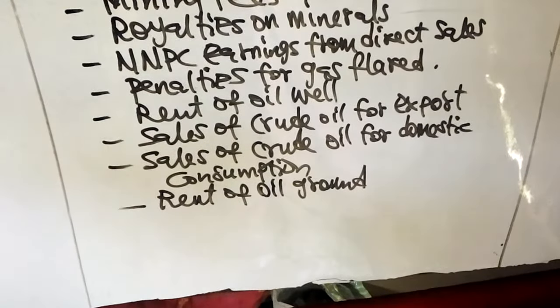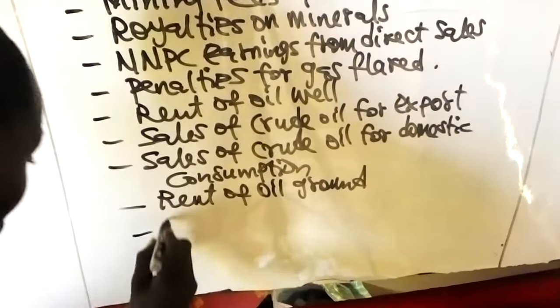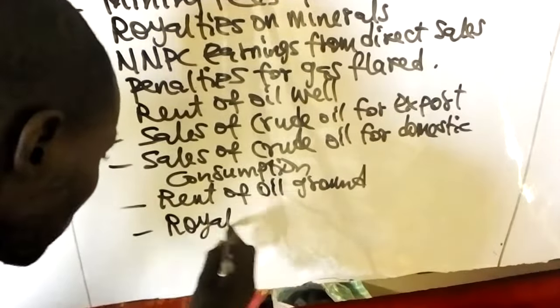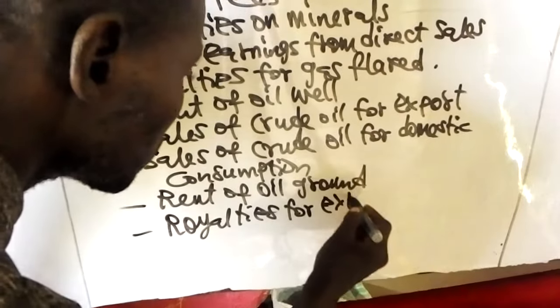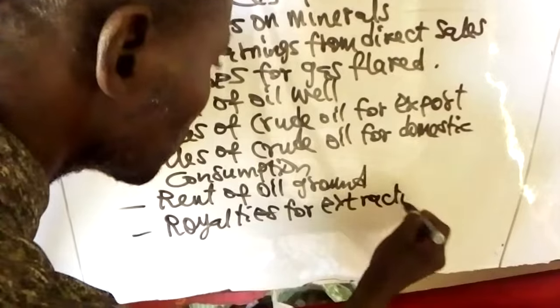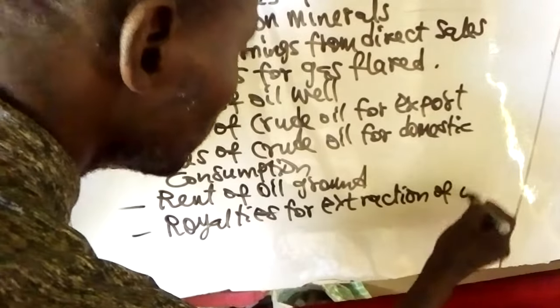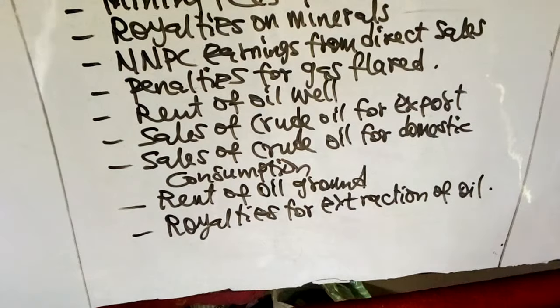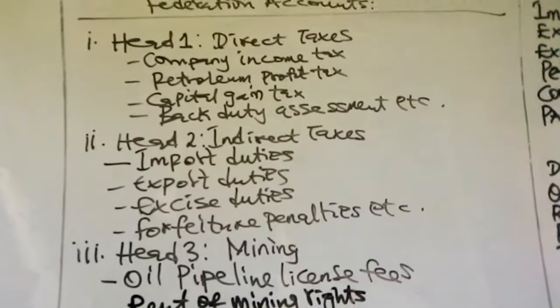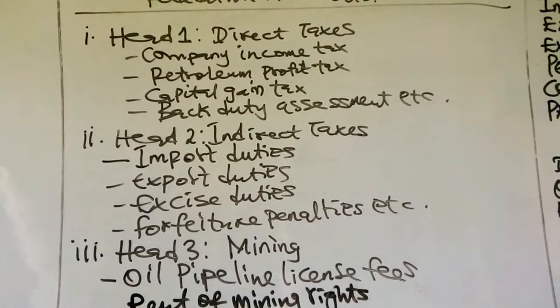Finally, we have royalties for extraction of oil, etc. All this will go into the Federation account. I've told you that there are three revenue heads that will go into the Federation account. The first revenue head is head number one, which is direct taxes.